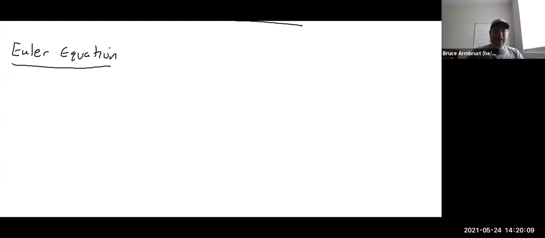So an Euler equation. This is one that comes in a very specific form, but it's actually kind of nice, and it looks like this. We've got, well, x squared.